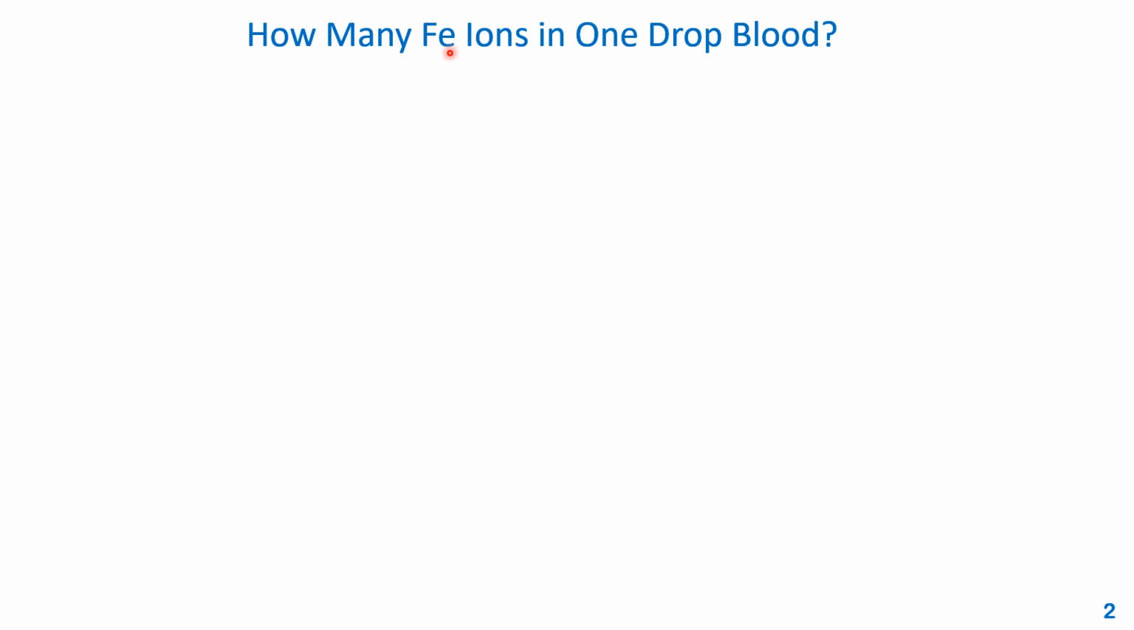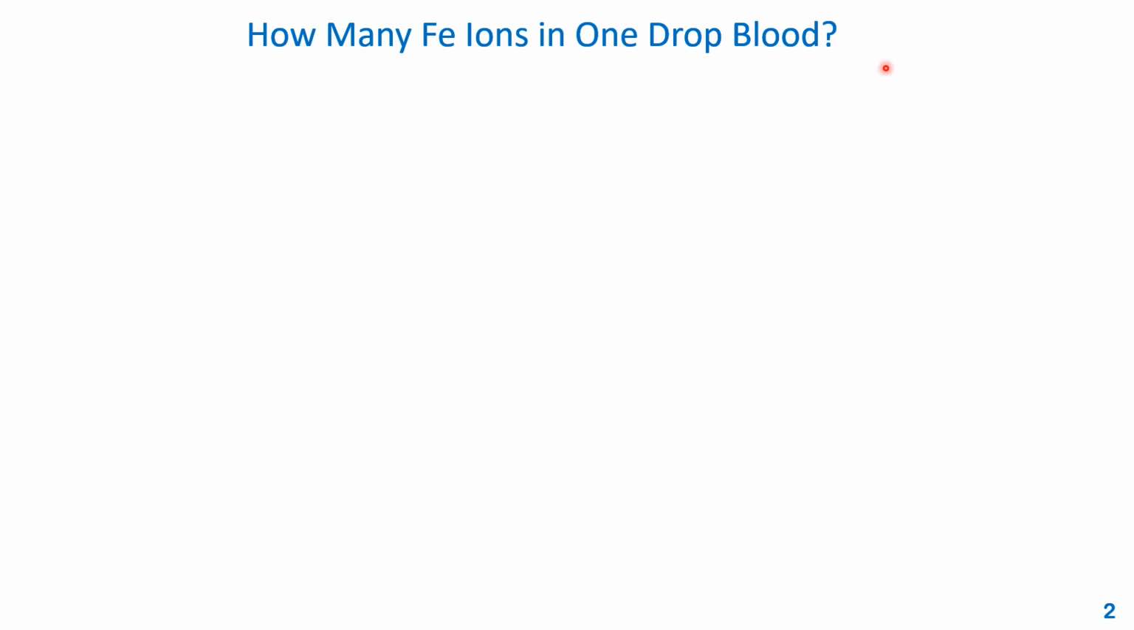We know the ions actually are iron 2, the ferrous ions as a cation, in hemoglobin in a heme group. That's the center of the red blood cell to carry oxygen for us. In one drop of blood, how many ions are in there? So how do we calculate this number?